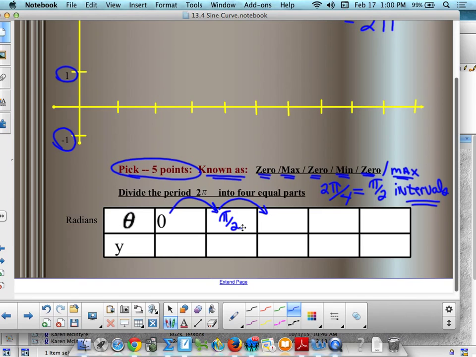90 first, then count by 1/2 pi's. Pi, then 3 over 2 pi, then 2 pi. One more, guys. What comes after 1/2, 2 halves, 3 halves, 4 halves, 5 halves? I just wanted to show you that it keeps going. It just keeps going.